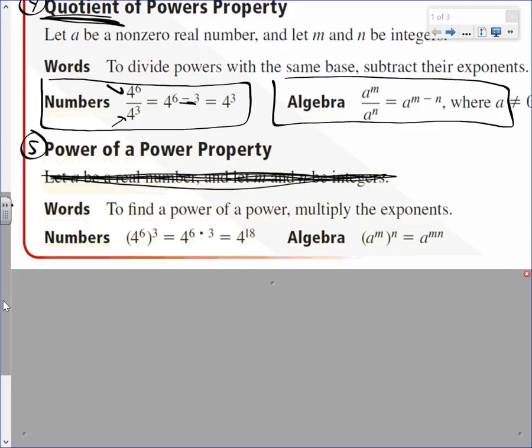What if you have a power raised to a higher power? That's what's going on. Look, a power raised to another power. What do you do? Well, you just multiply the exponents. This is that straightforward. When we find a power of a power, multiply the exponents. It's straightforward.